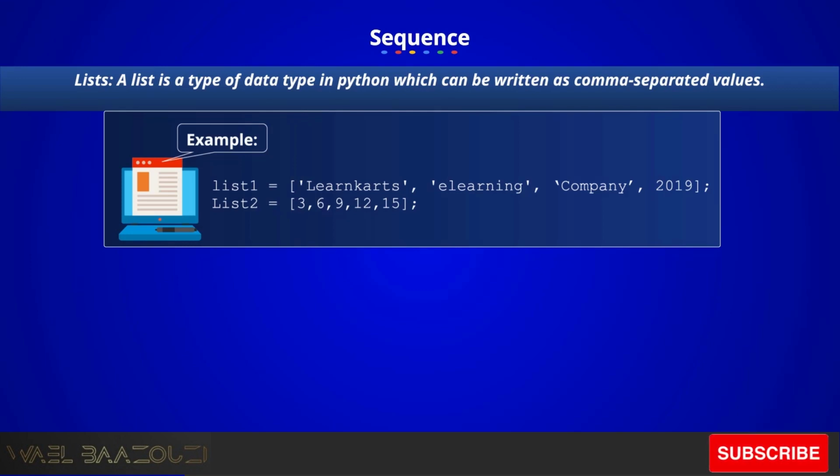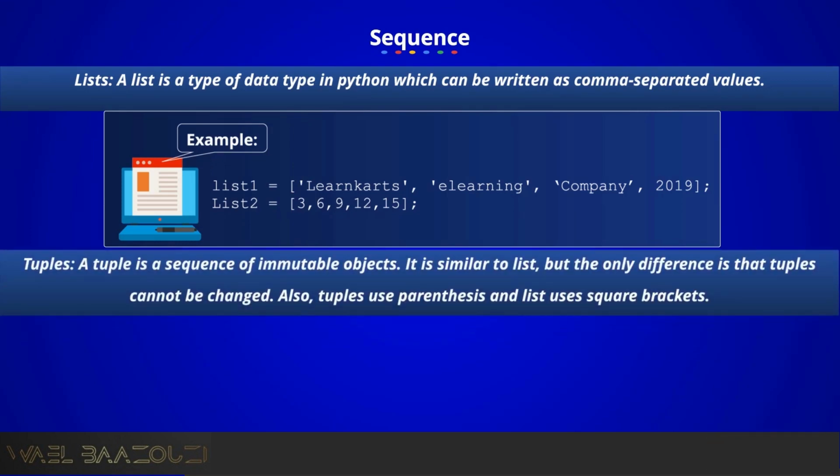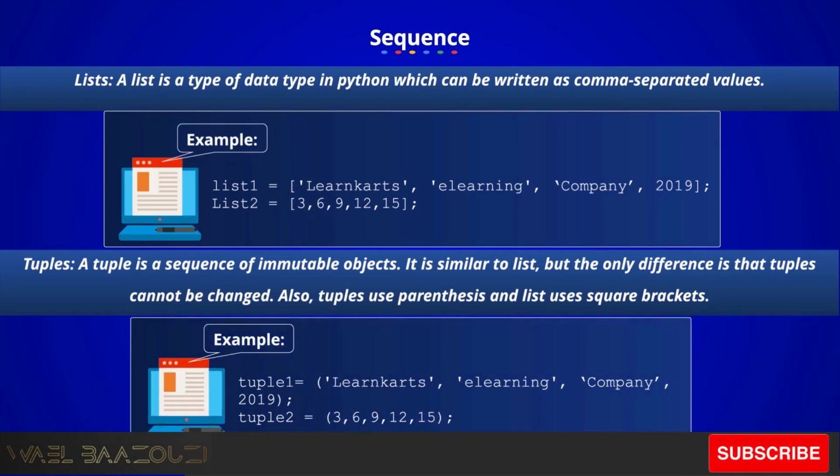In addition to lists, Python supports a data structure known as a tuple. A tuple is a sequence of immutable objects. It is similar to a list, but the only difference is that tuples cannot be modified. The syntax for creating a tuple is the same as the syntax for creating a list, except you don't use square brackets. You have to use parentheses, like this.